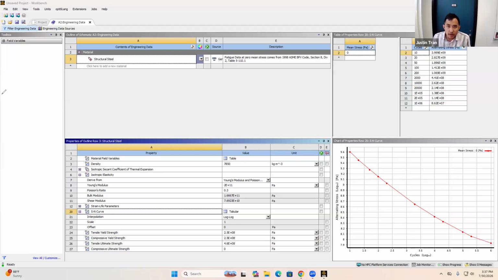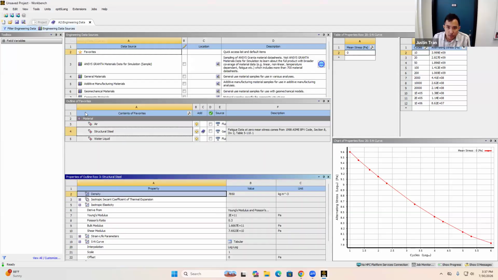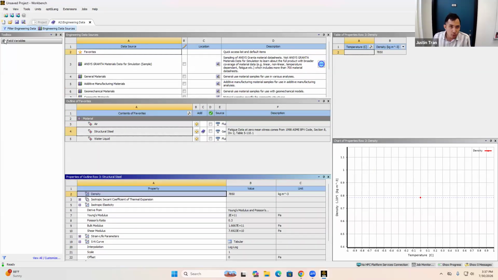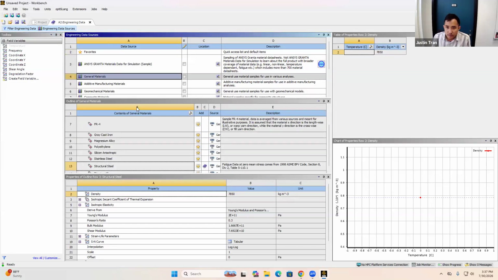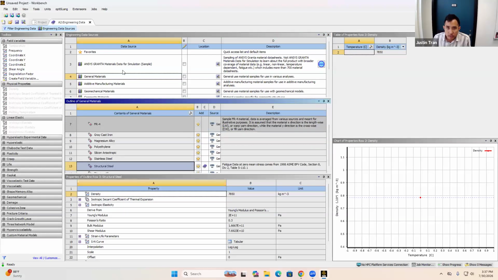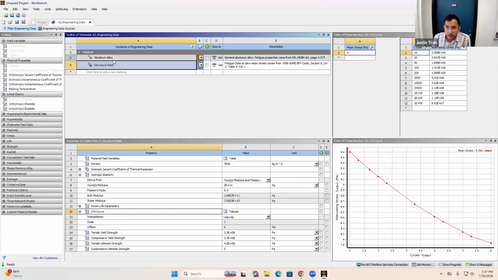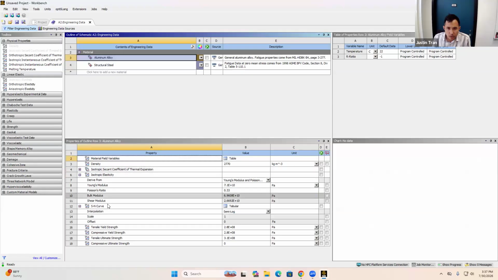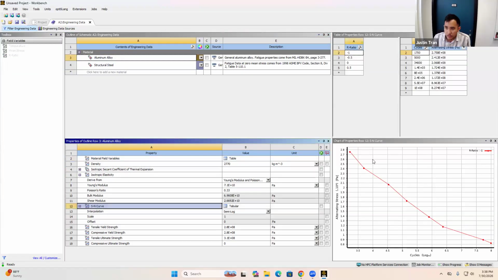And just be aware that if you create a material from scratch, you have to do that yourself. But even if you're using a material within ANSYS itself, so let's look at aluminum alloy, that's one that we've used a lot before. Oh, actually, aluminum alloy, this is probably new. So aluminum alloy also has an SN curve as well. So this is actually pretty nice.